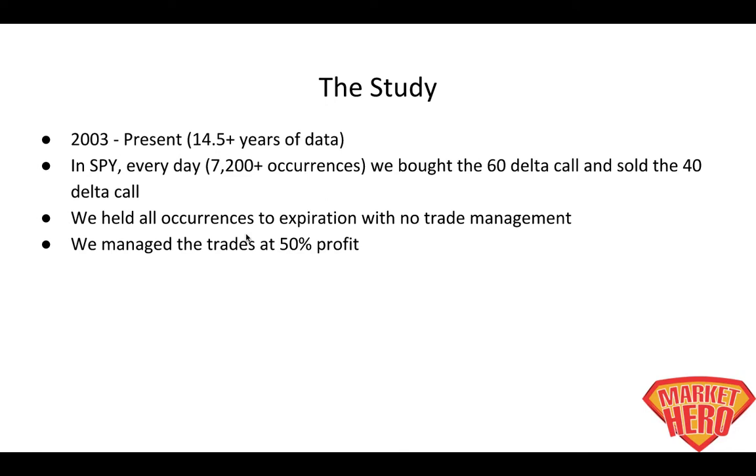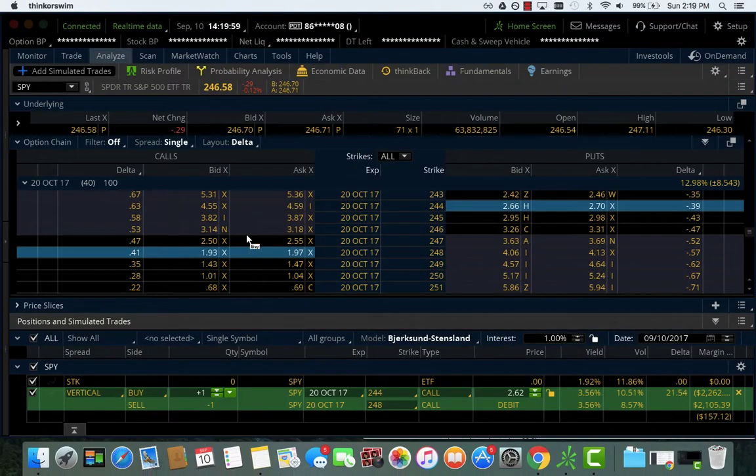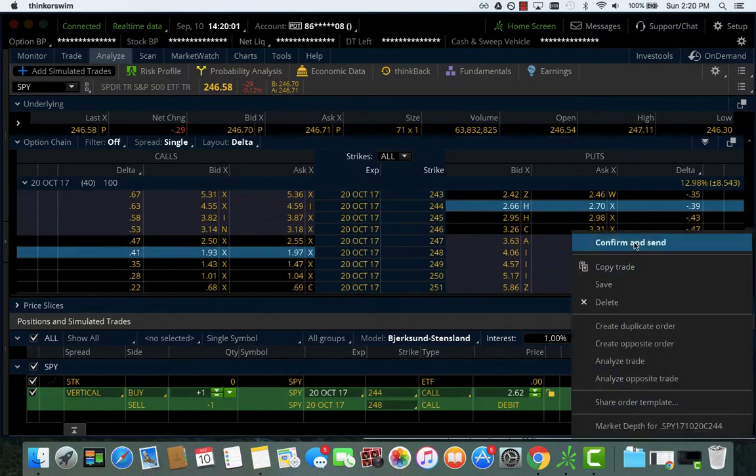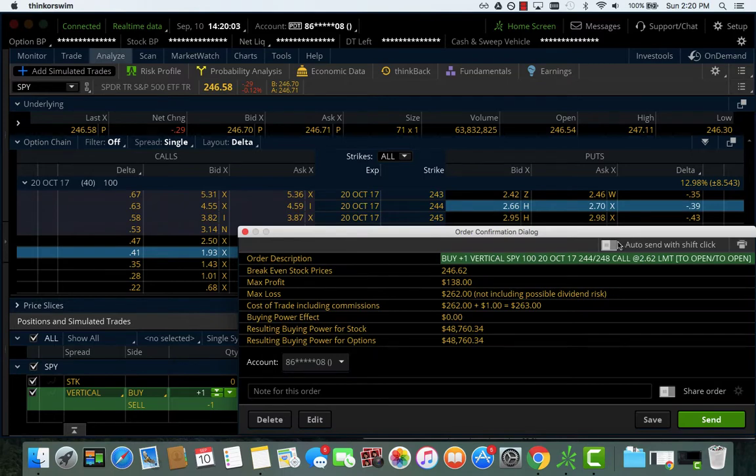Buy the 60 delta call, sell the 60 delta call to create a long call spread, a call debit spread. We're going to do it every day and hold it until it expires. Then we're going to buy it back at 50% of max profit. So if we were to do that, what would it look like?